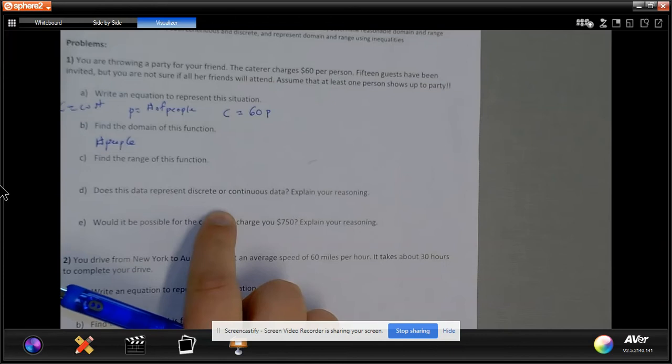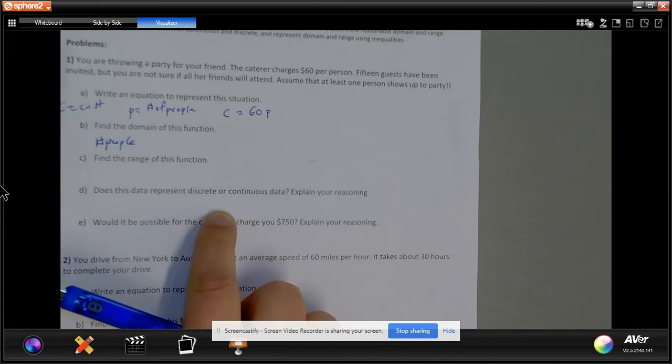For a party, you're either going to have one person show up, or two people, or three, right? You're not going to have any fractions. You're not going to have 1.5 people showing up unless you count someone whose legs were cut off or something. And if there's anyone out there listening whose legs were cut off, I do apologize if I offended you.